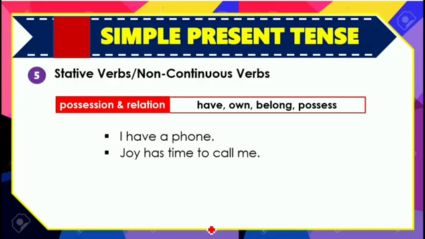Another use of stative verbs is when you talk about possessions and relation, like when you use these verbs: have, own, belong, or possess. For example, I have a phone. Or Joy has time to call me. I is our subject, and this is our stative verb, while Joy is our subject in the second sentence and has is our verb. Joy is singular while has is also singular.